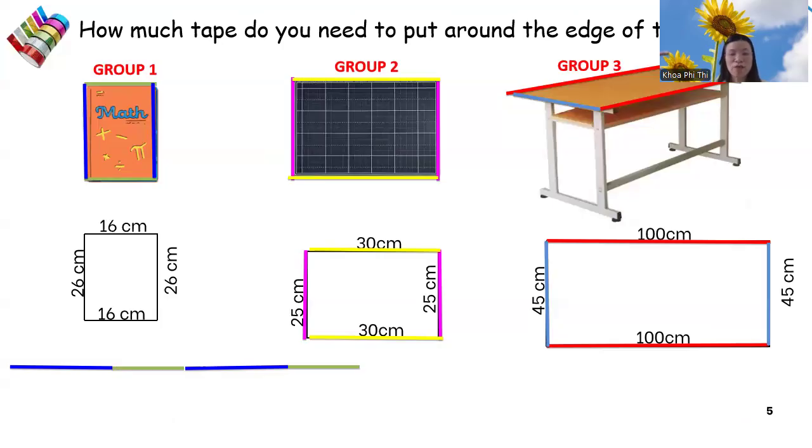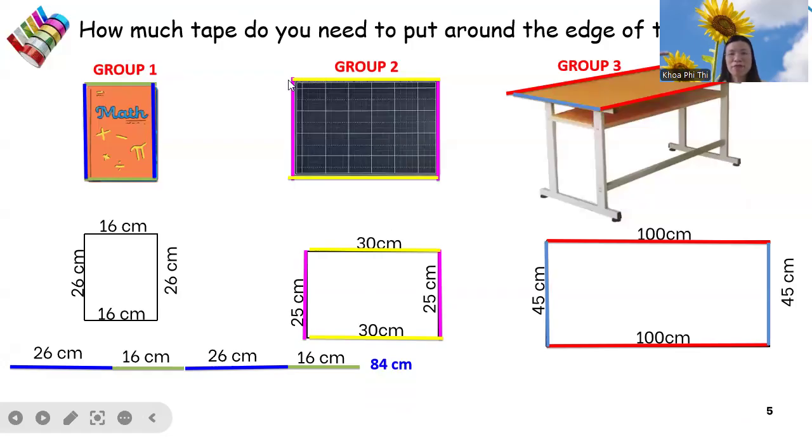You added up all 4 sides together. Rachel, it is the right way. Let's see. 26 plus 16 plus 26 plus 16. That gives you 84. So the tape for covering around the book is 84 centimeters long.